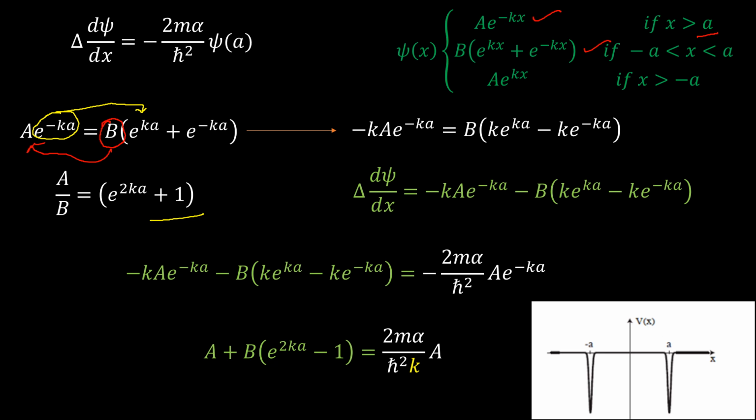So next, what will happen to its derivative? You take the derivative of this. On the left-hand side, if you take the derivative, you will get minus ka, already you have A, e power minus ka. On the right-hand side you have p, and if you differentiate this, you will get k e power ka, and if you differentiate the second term, you will get minus k e power minus ka.